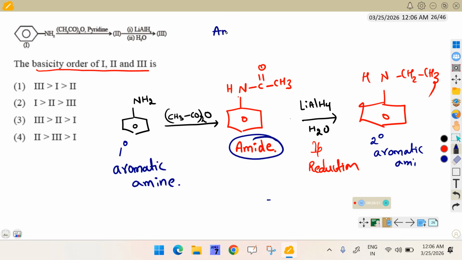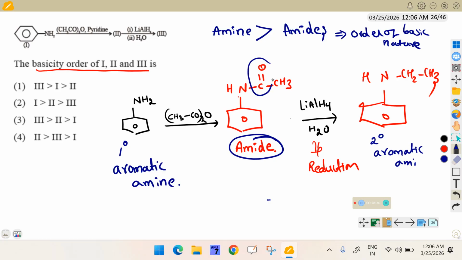Amines are more basic than amides. This is the order of basic nature. Because in the case of amide, an electron withdrawing group is present, it reduces the basic nature. So 2 is least basic. Only one option has 2 as least basic.